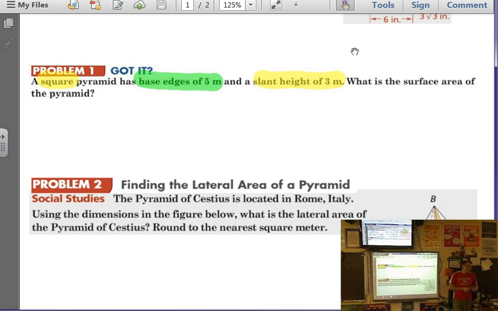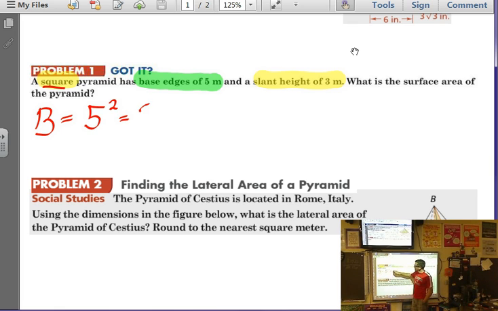Do we want to solve lateral area or base first? It doesn't matter which. Michelle, you've been waiting very patiently. Let's go with base. So we see it's a square-based pyramid. To find that base area, we're going to do 5 times 5. 5 squared will give me 25 meters squared for that base area. Then what do we want to do? Well, that's your base.